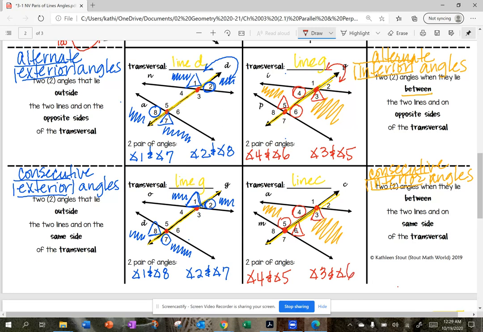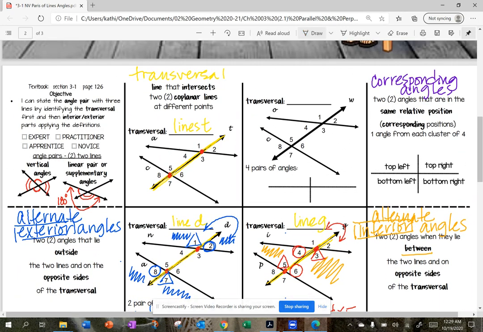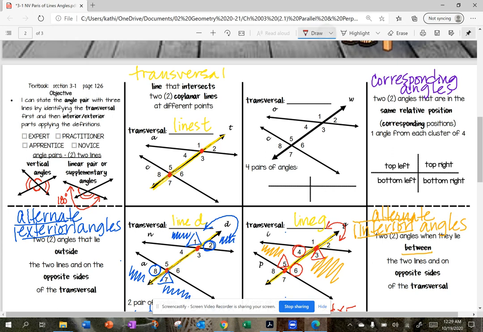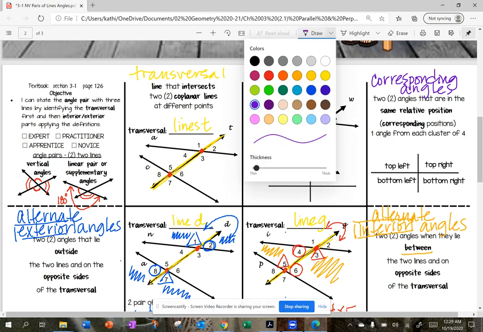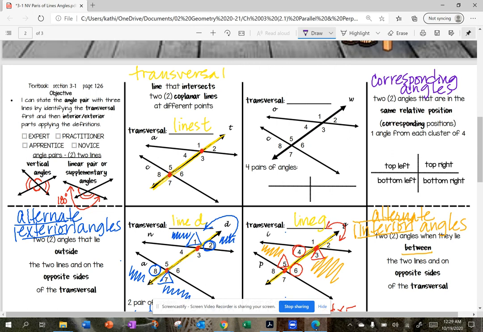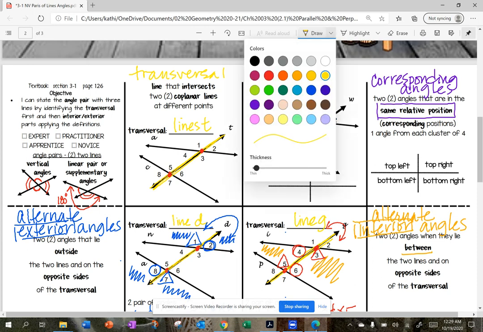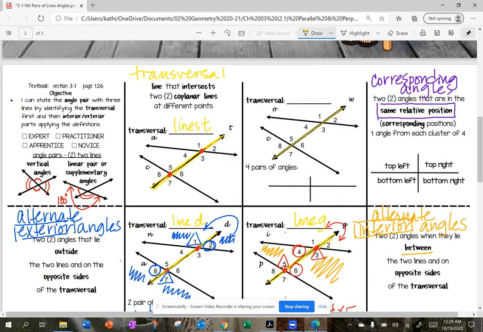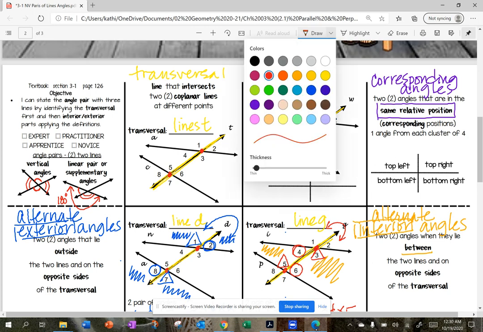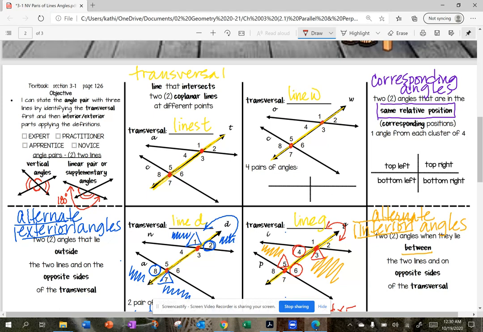Okay, I have one more type of angle pair. There are 5 types of angle pairs, and the last one is called corresponding angles. Corresponding means I'm in the same relative position. Let's start with the transversal. My transversal is line W, and I know W is the transversal because it goes across the other two lines and intersects here.